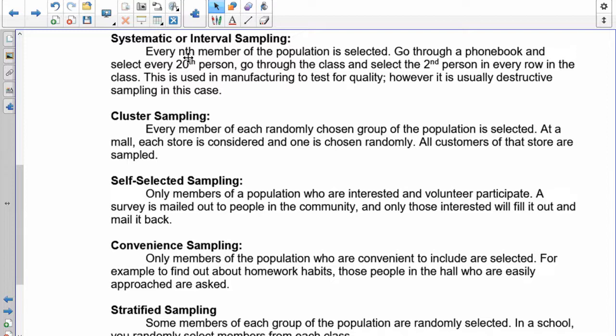Now, this is used a lot in manufacturing to test for quality, because then it doesn't matter what time of day it is, you're going to be taking off one from every part of your assembly line, and you're going to be able to test it to find out whether or not it's within your specs or not.